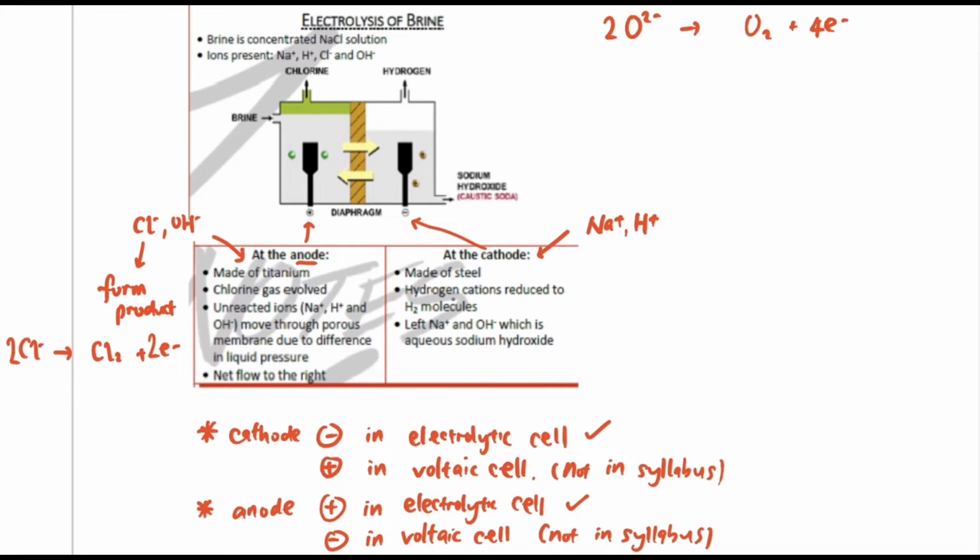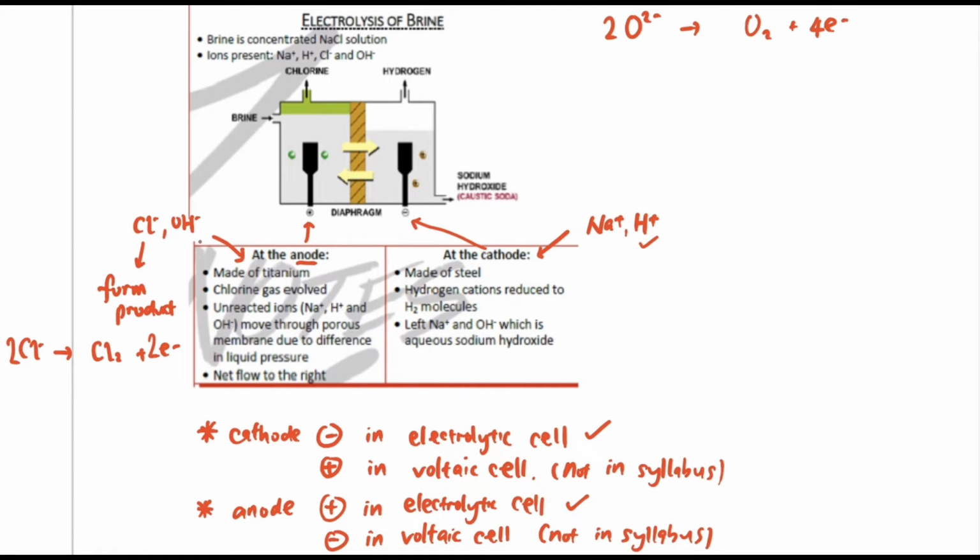Hydrogen cations reduce to H2 molecules. So out of these two, you may wonder which forms products. H plus forms the products. Na plus is too reactive, although it is in large amount because it's concentrated NaCl. A lot of Na plus is there, but Na plus is too reactive, it can't form product. Now hydrogen cations reduce to H2 molecules, so that's how you should expect the hydrogen gas to come up from here.